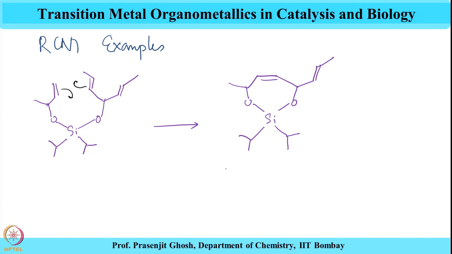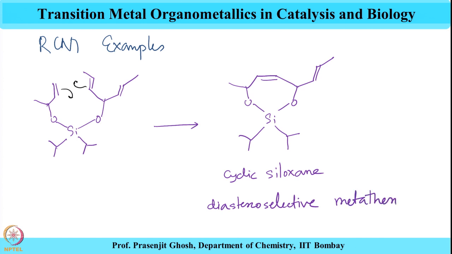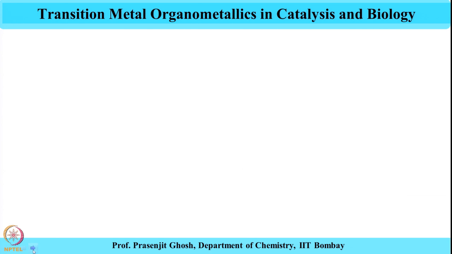So, the product is a cyclic siloxane, and this is also another example of diastereoselective metathesis reaction. We continue to look at a few more examples of metathesis.